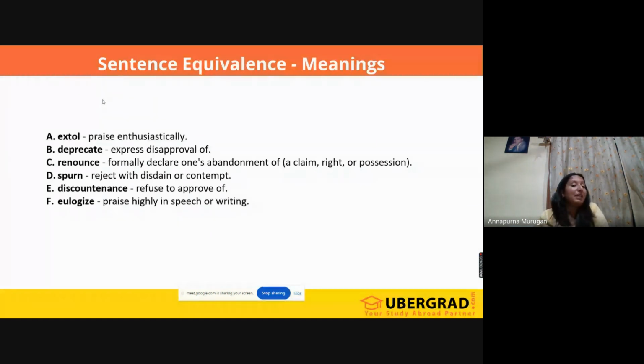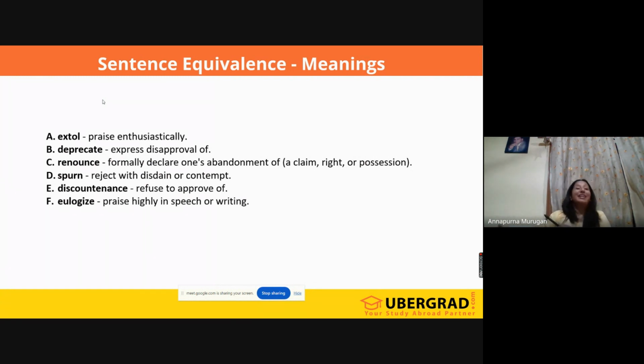Extol is what? Praising enthusiastically. Deprecate is what? Express disapproval of. Disapproval is very different from rejecting. We wanted something related to disregard. Disapproval means you are not giving permission. They are not asking for the permission. That's the reason. Deprecate you can't take.